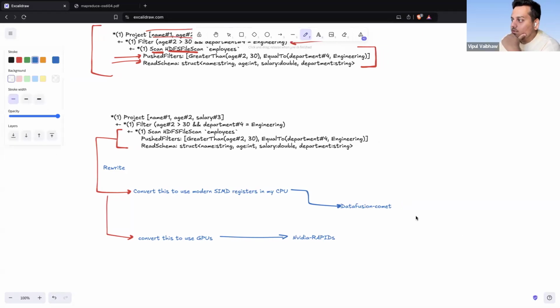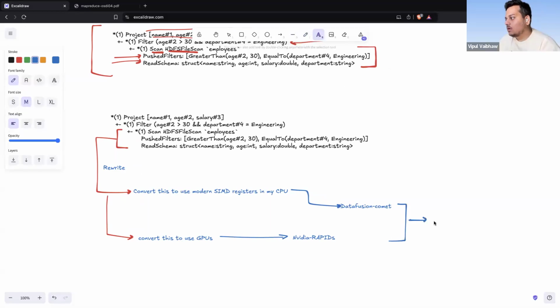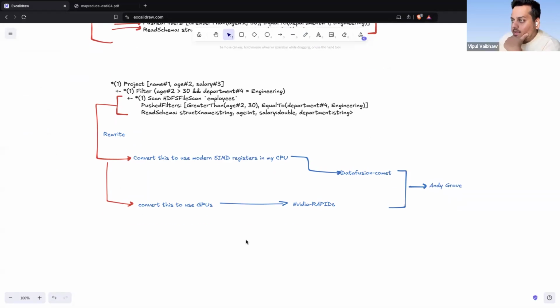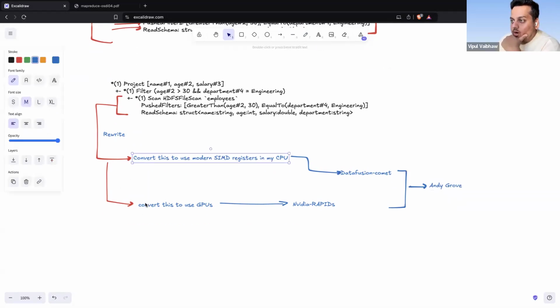Both of these projects were led by, founded by Andy Grove. All right. So we'll now see what happens. Like, how do you convert? Is that what we are going to see? But more than that, this is the idea.